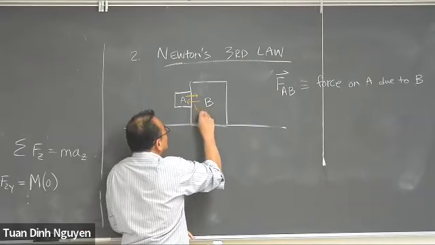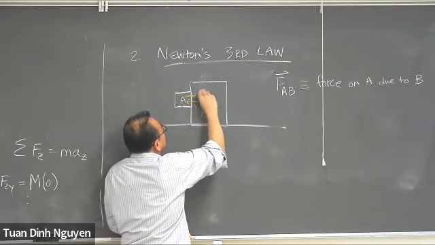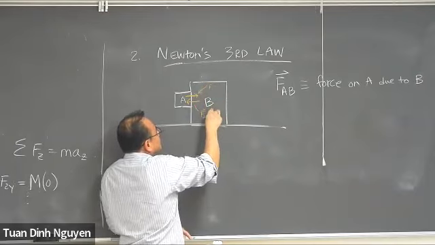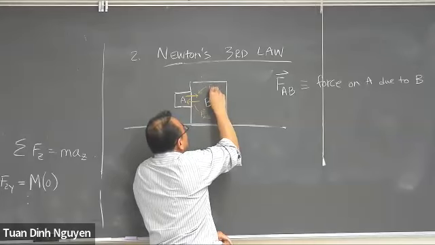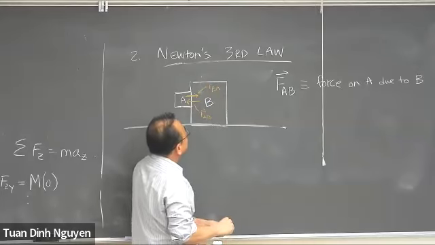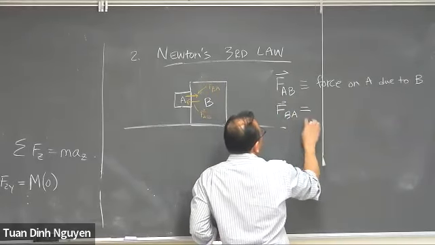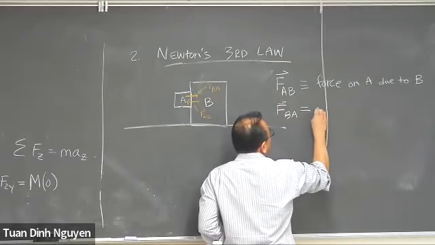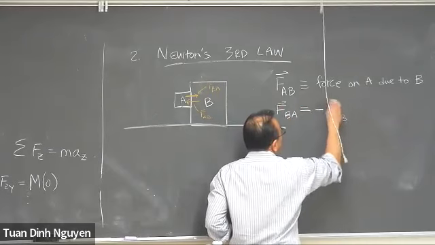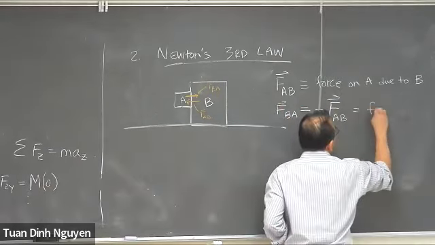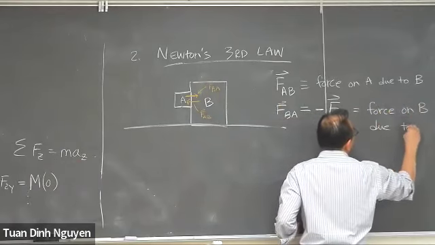So this one will be force on A due to B. And this is B, and you're going to feel something from the left, so that must be force on B due to A. They're going to be equal but opposite, so same magnitude but opposite direction. Force on B due to A.